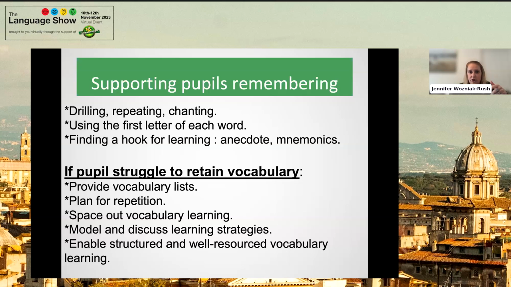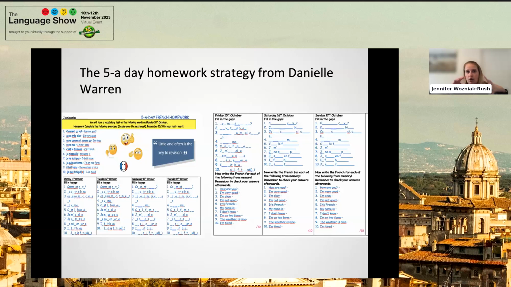So to illustrate that, I'm going to show you an example of a 5-day French homework. The first time, a couple of years ago, I asked one of my year 7s to learn 10 phrases in French when we had introduced the greetings. And oh my goodness me, they knew really well how to say it, but the spelling was atrocious because they didn't know how to practice the spelling of the French words.